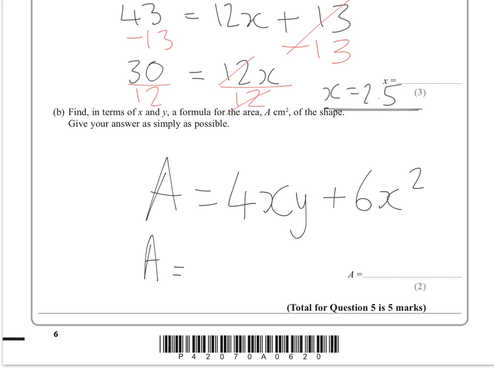Common factor from 4 and 6 is 2. Equally common to both terms is an x. 2 times 2 would give me the 4. I also need the y. For the second term, 2 times 3 gives me 6. X times x gives me x squared.